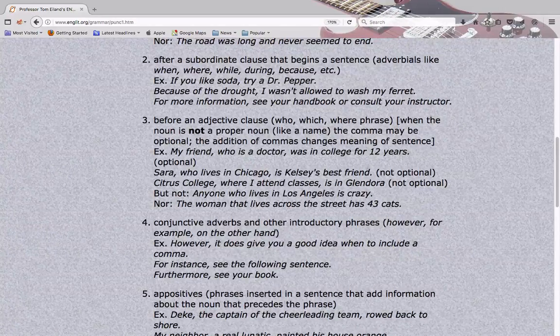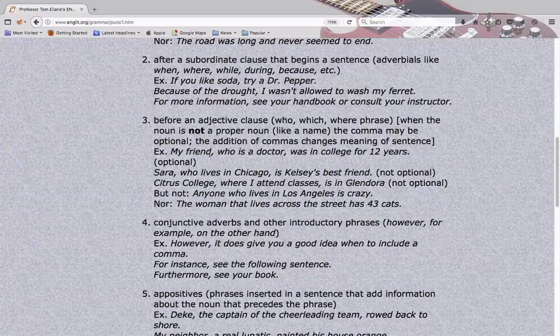Sarah, comma, who lives in Chicago, is Kelsey's best friend. "Sarah is Kelsey's best friend" is a sentence. The phrase "who lives in Chicago" describes Sarah. Sometimes whether or not you put commas here is optional, because if you were to leave the commas out of this one, the sentence would have a slightly different meaning. It's a little complex, but here's the gist of it. If you have the commas in there, you're simply adding information about your friend.